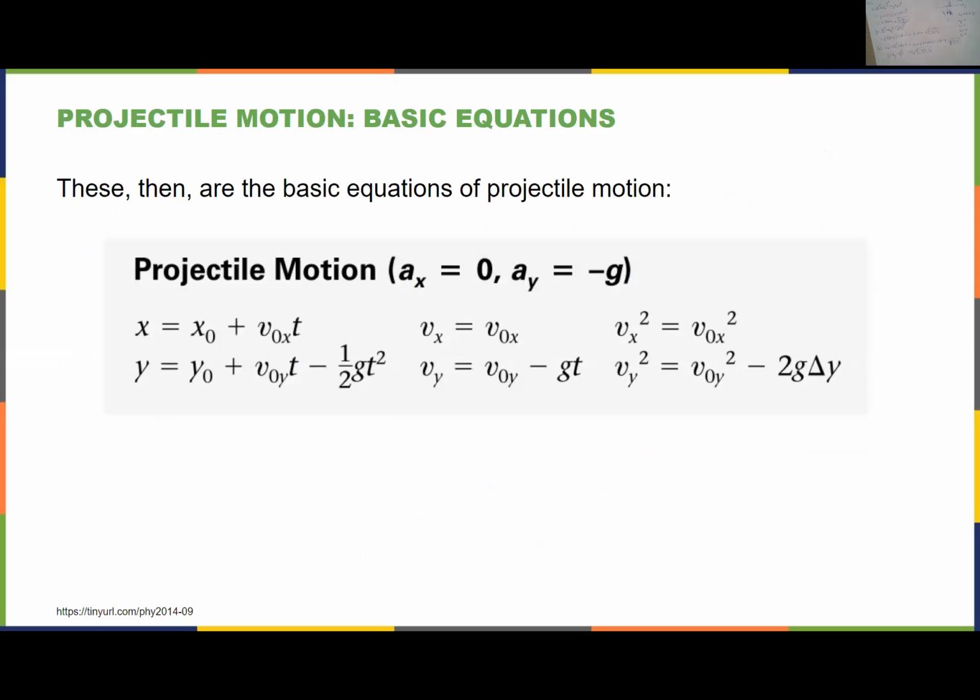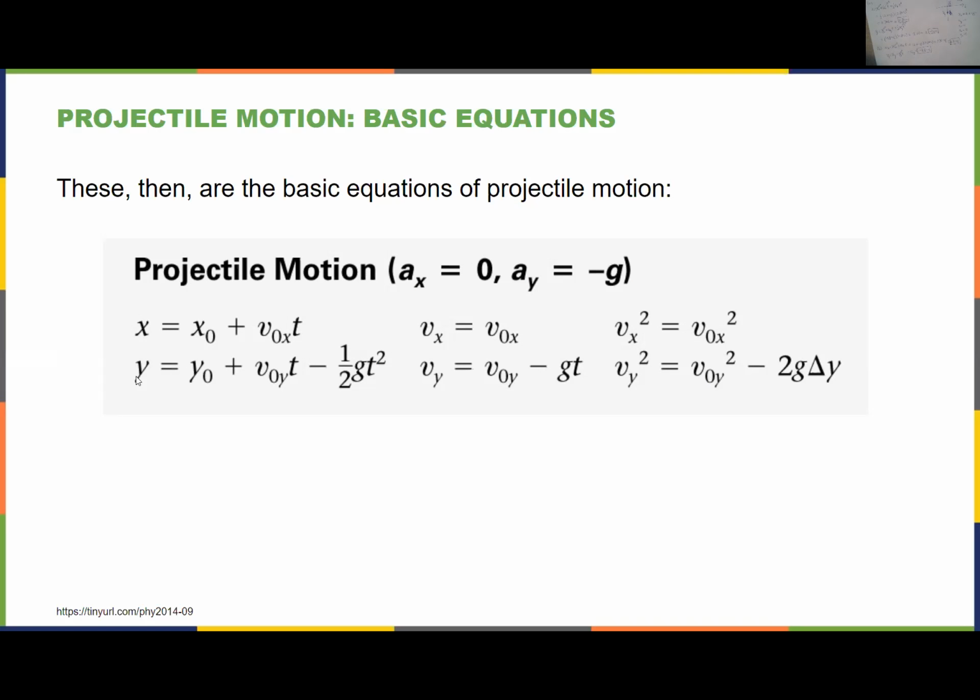So these are the equations of motion. In the x direction, a_x is 0, and in the y direction it's negative g if you pick upward to be the positive direction. So x equals x naught plus v0x times t, and the v_x component is constant, equal to the original x component. v_x squared is equal to v_x naught squared. That's the same as the second equation; basically you just take the square root of both sides.